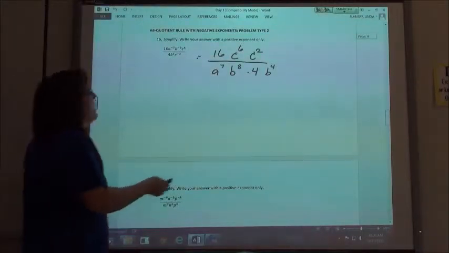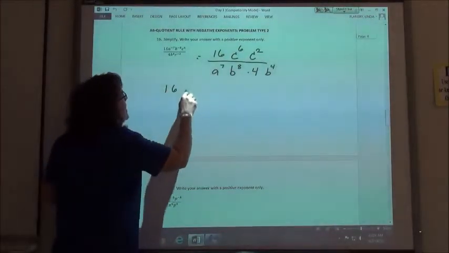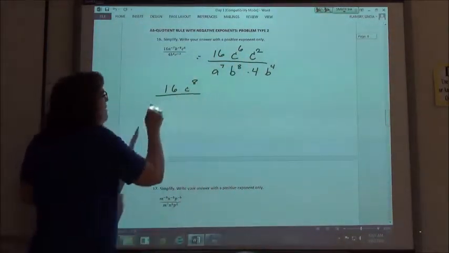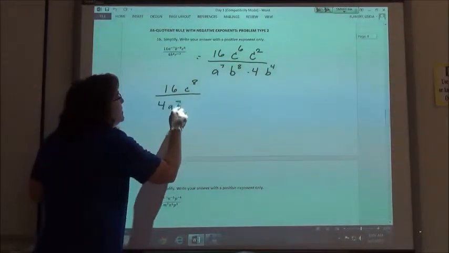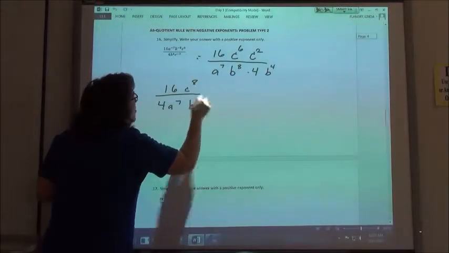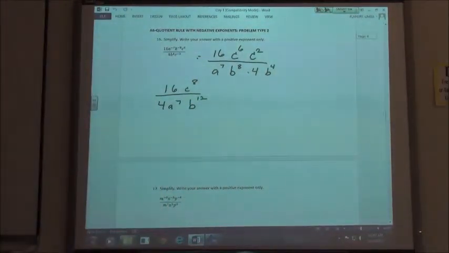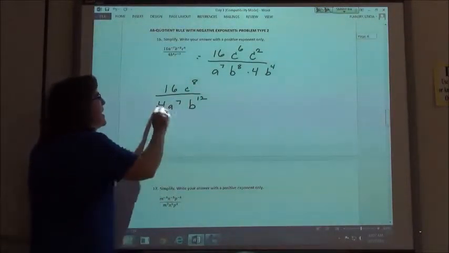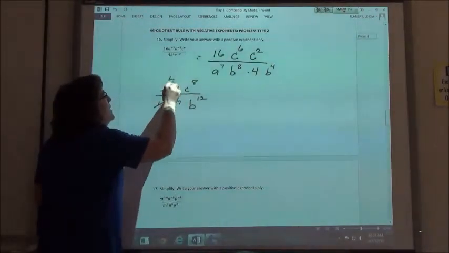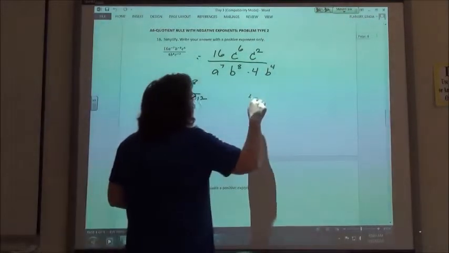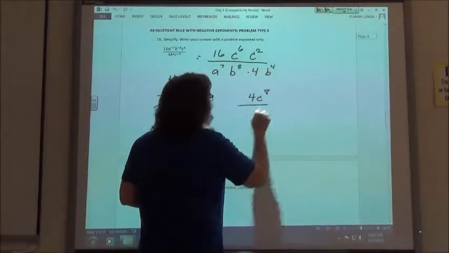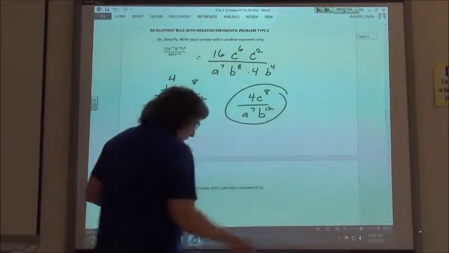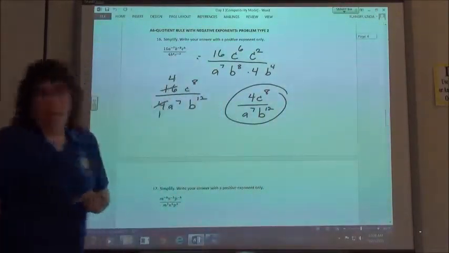Now I can combine. I'm going to have 16 c to the 8th on top, adding my exponents. I've got 4 a to the 7th and b to the 12th on the bottom. Now this one I can simplify just a little bit more because I can reduce the 4 and the 16. 4 goes into there once and into 16 4 times. So 4c to the 8th over a to the 7th and b to the 12th would be my answer in simplified form.